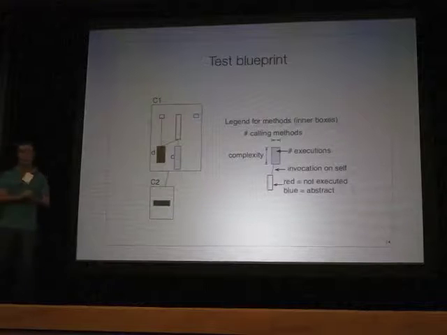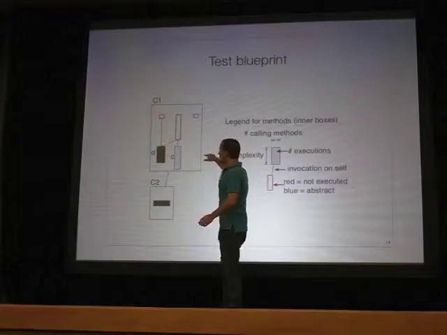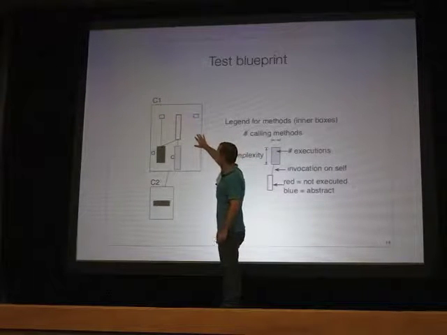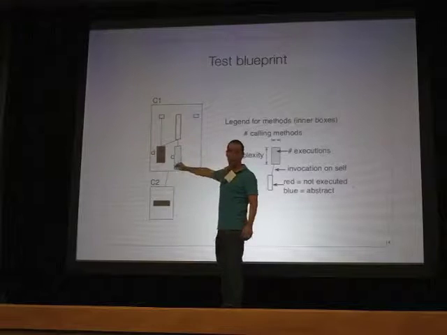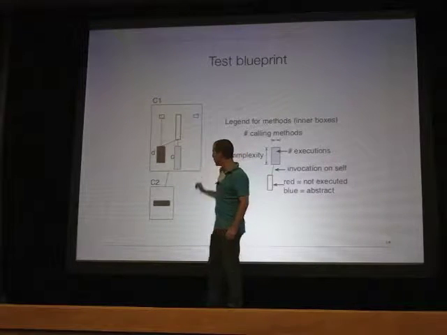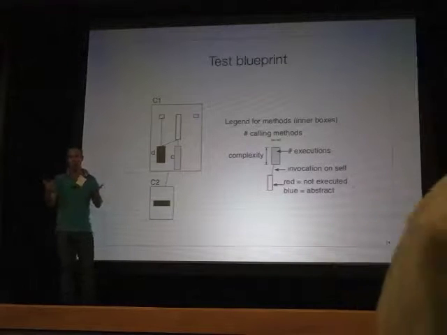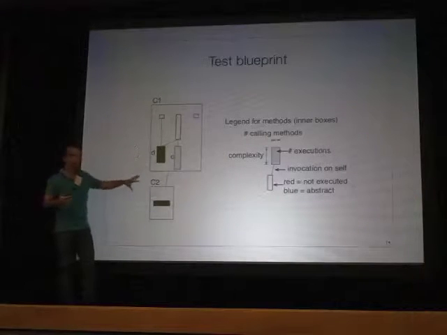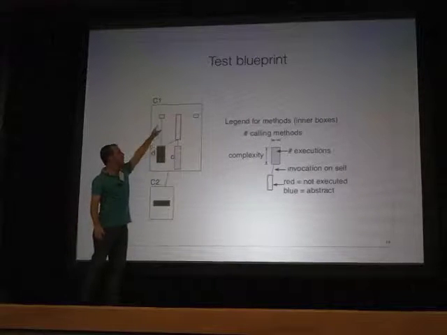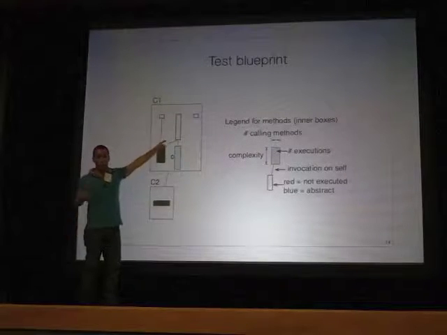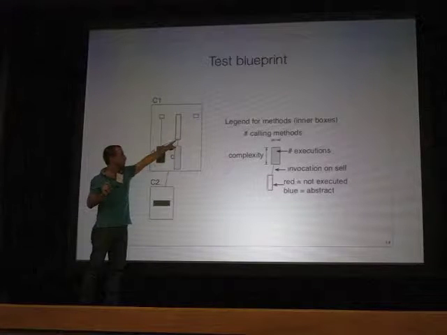So again, we are using a visualization. Here is the legend. As before, a big square is a class. Here we have the class C1, which is the superclass of C2. Inside the class we have the methods. The color of the methods tells you whether the method has been covered or not. You obtain this picture after having run the tests. The red methods are the methods that are not covered, meaning that they are not tested while you were running the tests.